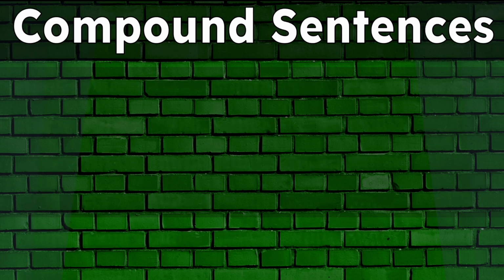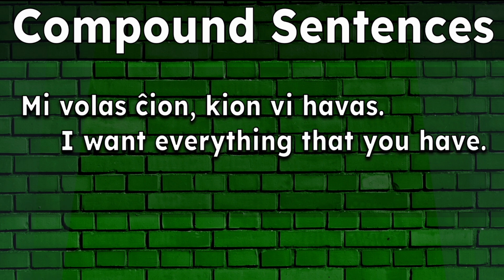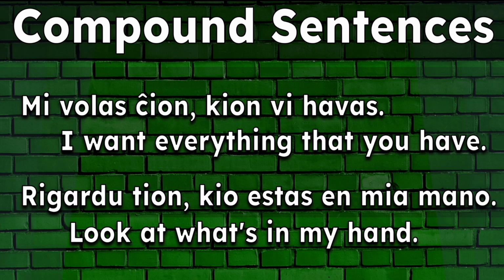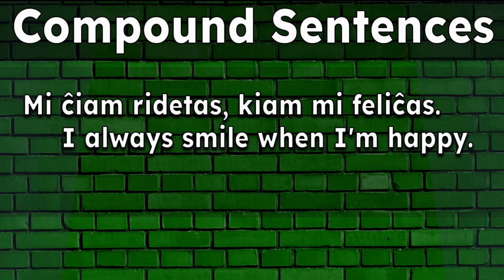Multiple correlatives can also be used to create compound sentences. Mi volas ĉion kion vi havas. I want everything that you have. Rigardu tion kio estas en mia mano. Look at what's in my hand. Mi ĉiam ridetas kiam mi feliĉas. I always smile when I'm happy.